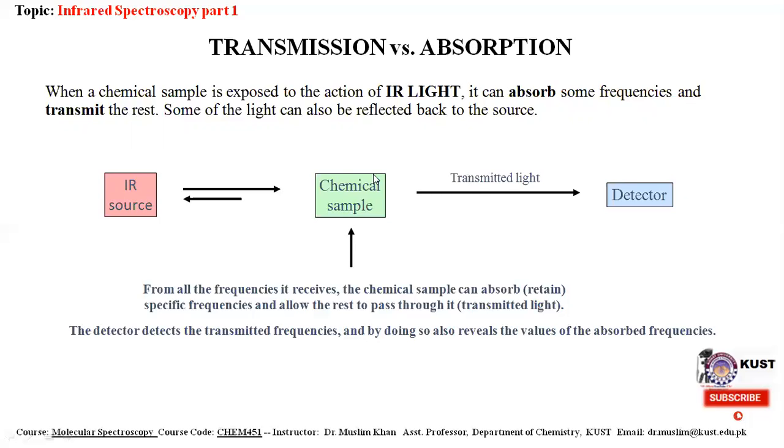So first of all, when the IR source is passed through with no sample, the detector detects the full transmitted frequency. But when a chemical sample is placed in the path, it absorbs some, so the transmitted light is reduced. The detector detects that reduced transmitted light, and by doing so also reveals the value of the absorbed frequency.